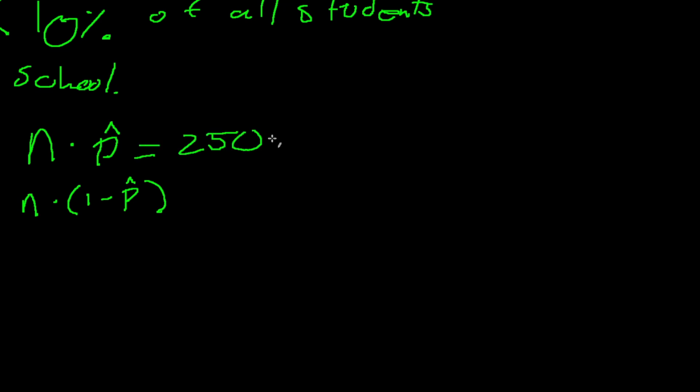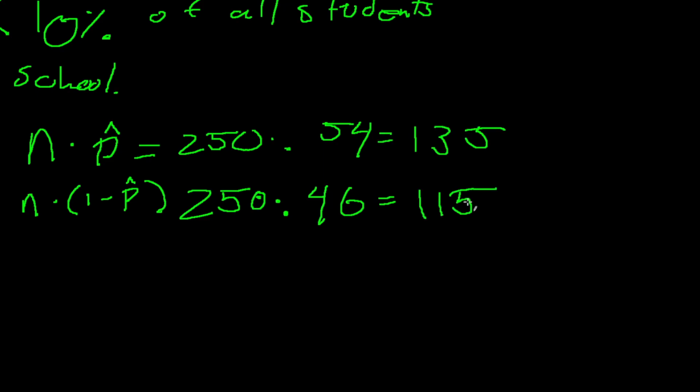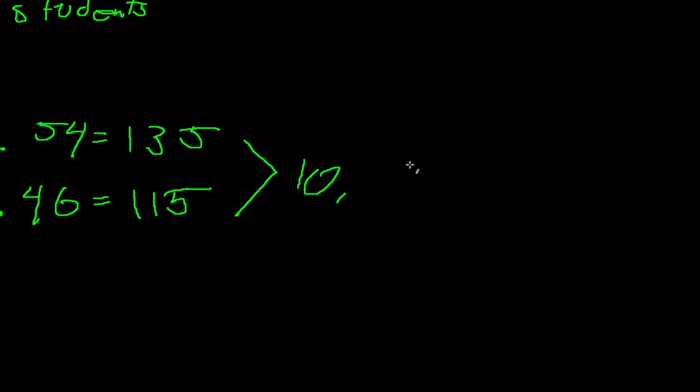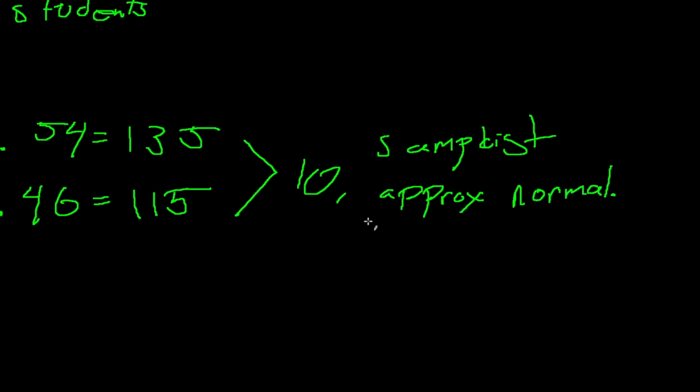So the first, n times p hat equals 250 times 0.54, and n times 1 minus p hat equals 250 times 0.46. So since both of these are greater than 10, we can say the sampling distribution is approximately normal. So now all of our checks have passed. Now we can move on to the calculations.